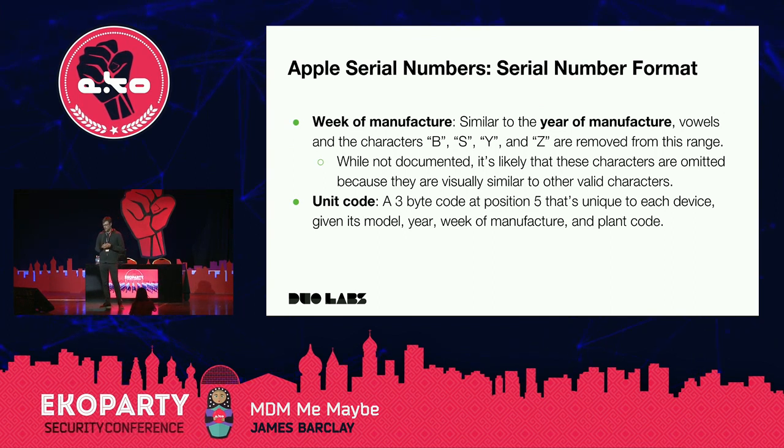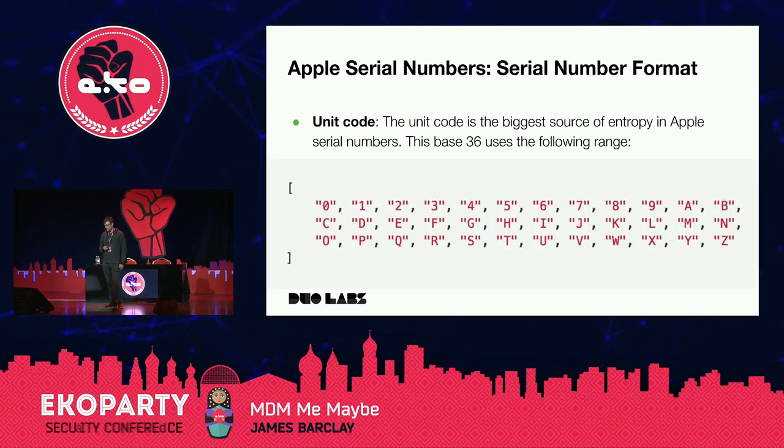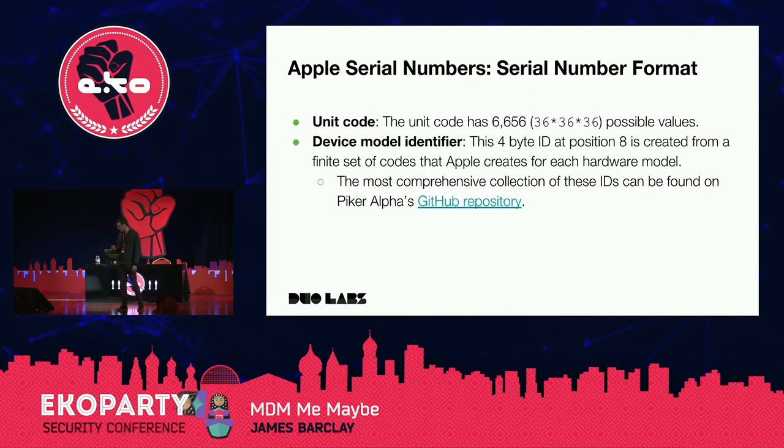Next, we have the unit code. This is 3 bytes at position 5, and it's unique to each device within its model, year, week of manufacture, and plant code. So this is the biggest source of entropy in Apple serial numbers. It's a base 36 scheme, and it uses the range listed below. So there are 6,656 possible values within that range that I mentioned earlier.